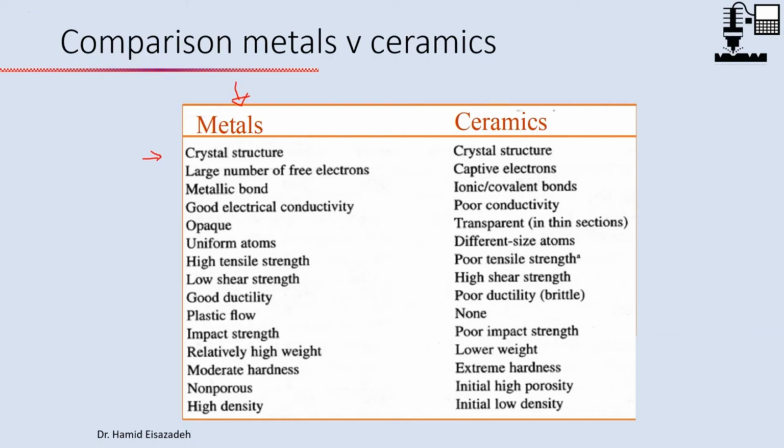electrical conductivity in metal is good. It's well known. And the ceramic has a poor conductivity if we compare it with the metal. And the ceramics are transparent, but the metal is opaque, and we have uniform atom sizes in metal, but here atom sizes are different. It can be large, but some of them can be small. And then we have poor tensile strength here. Here we have high tensile strength.